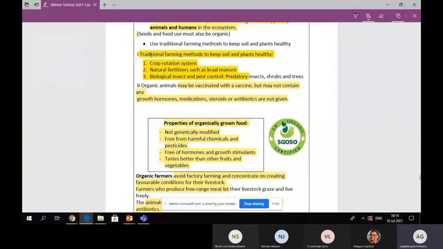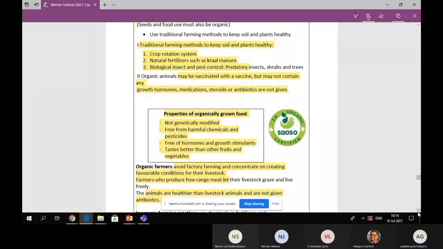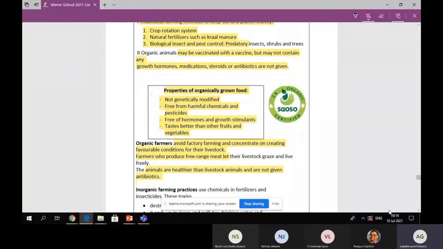So here we're going to see why it's also good for the environment, okay? Or why it's not good for the environment, etc. So you want to be aware of that as well, right? There are the properties of organically grown food. It's not genetically modified, it's free from harmful chemicals, pesticides, and free of hormones. It tastes better, they say, right?